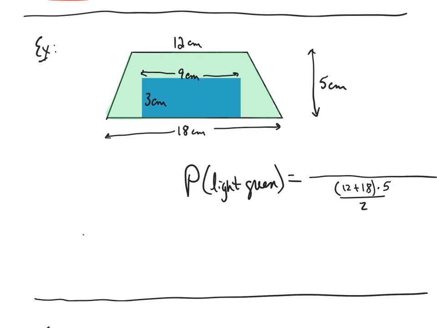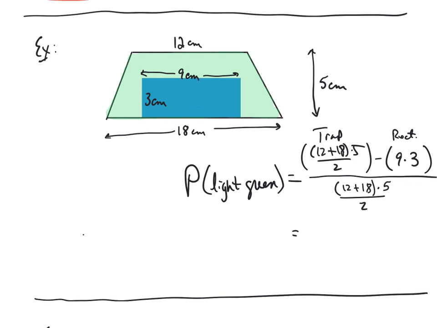So how do we calculate the area of the light green region? Well, we have to start by taking the area of the trapezoid, which is 12 plus 18 times 5 divided by 2. So that's the area of the trapezoid. And what we have to do is remove the area of the rectangle. And you can see clearly from the picture the dimensions of the rectangle are 9 and 3. Okay? And after that, it's just a matter of computation.